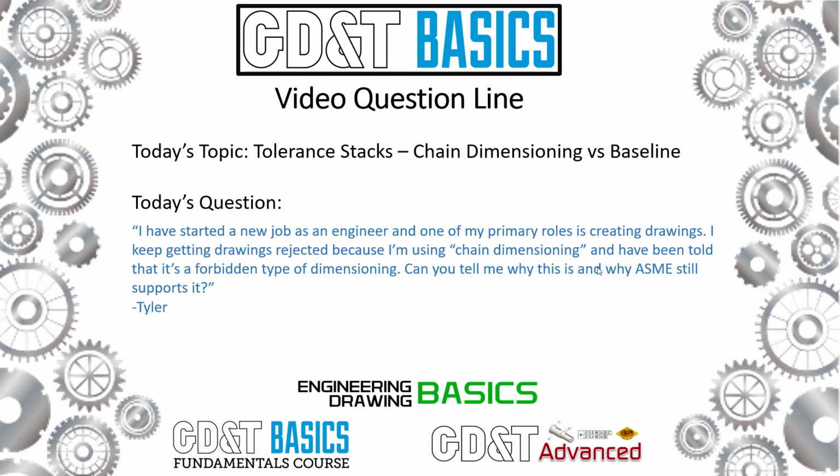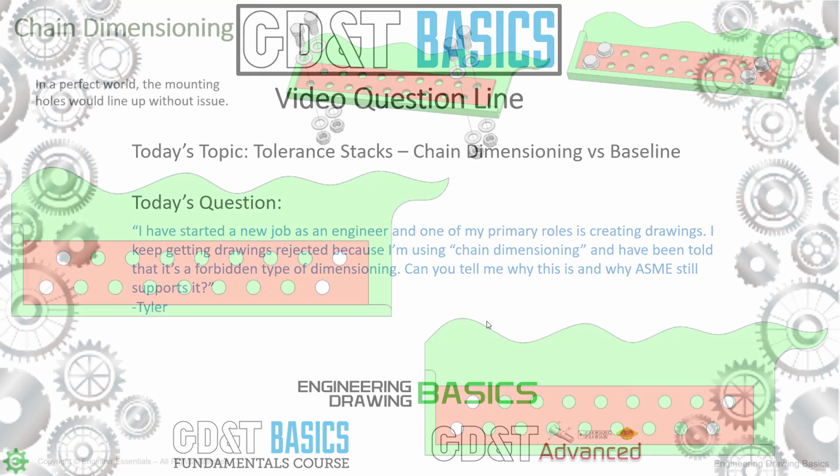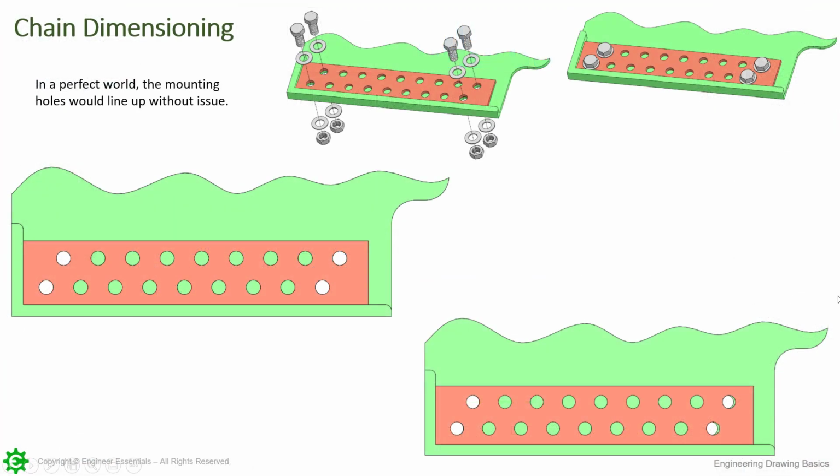When we do chain dimensioning, it's going to be from feature to feature. So we start getting all of these tolerance stacks, and I would assume that's why your drawings are getting rejected, because of the tolerance stacks. But we can go ahead and take a look at this, and I've put a little scenario in here.